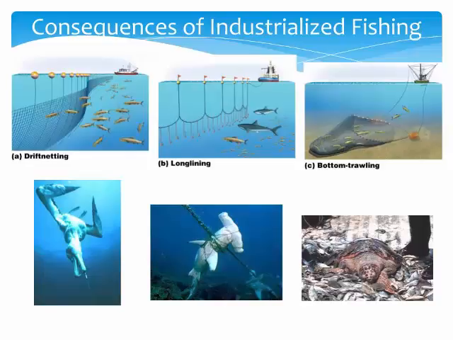Drift netting drowns dolphins, seals, sea turtles, and non-target fish. Longline fishing kills turtles, sharks, and seabirds. Bottom trawling is likened to clear cutting and strip mining because it destroys complex communities such as coral reefs.